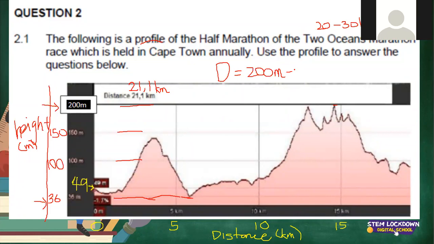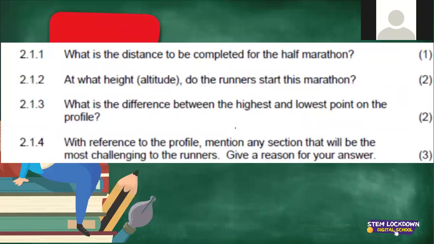This lowest corresponds to 36. So minus 36 meters. Okay, 200 minus 36. Your answer will be, I think the answer is 164. So well done to all of you who said 164. Okay. Next question.